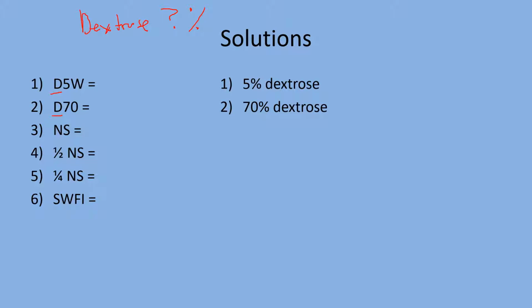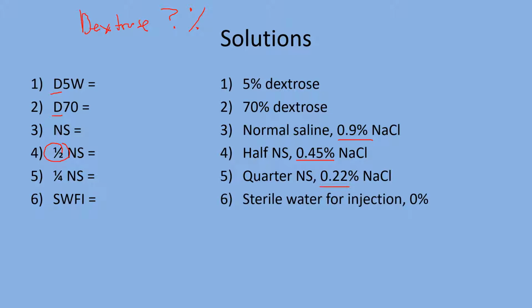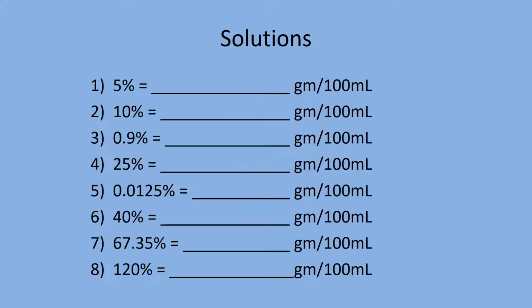NS, what's the strength of NS? 0.9. So what's half of 0.9? 0.45. And then what's half of that? About 0.22. They rounded down to 0.22. And then sterile water for injection has how much stuff in it? There better be nothing in it, right? Just water. So be familiar with those numbers because we're going to use them for alligation.